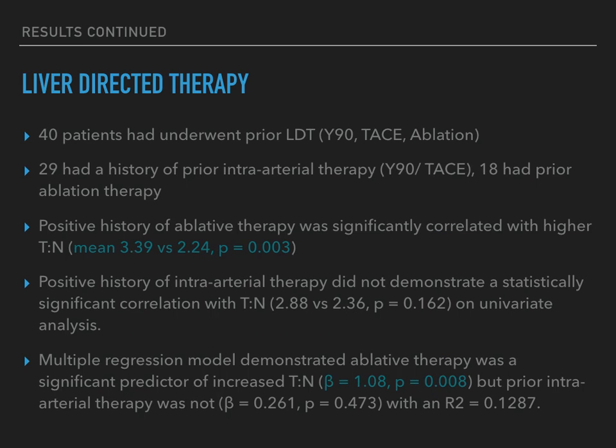Subgroup analysis of patients who had prior liver-directed therapy also demonstrated interesting results. What we considered liver-directed therapy included 2 subgroups, that is, patients who had prior intra-arterial therapy in the form of prior Y90 or prior TACE, and patients who had prior ablation therapy. Interestingly, patients who had prior intra-arterial therapy demonstrated no significant difference in T to N ratio, whereas patients who had prior ablation therapy demonstrated a strong significant difference in T to N ratio, which was positive.